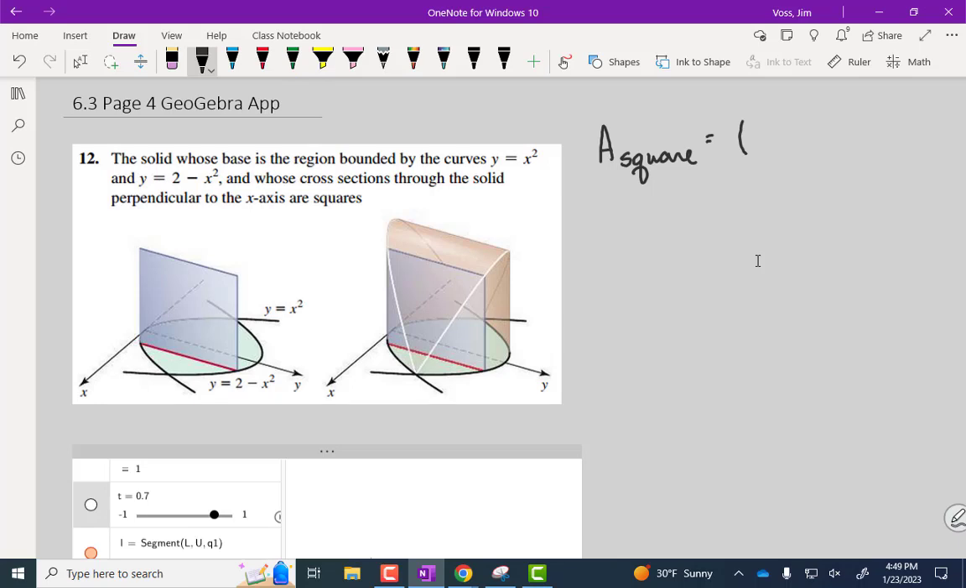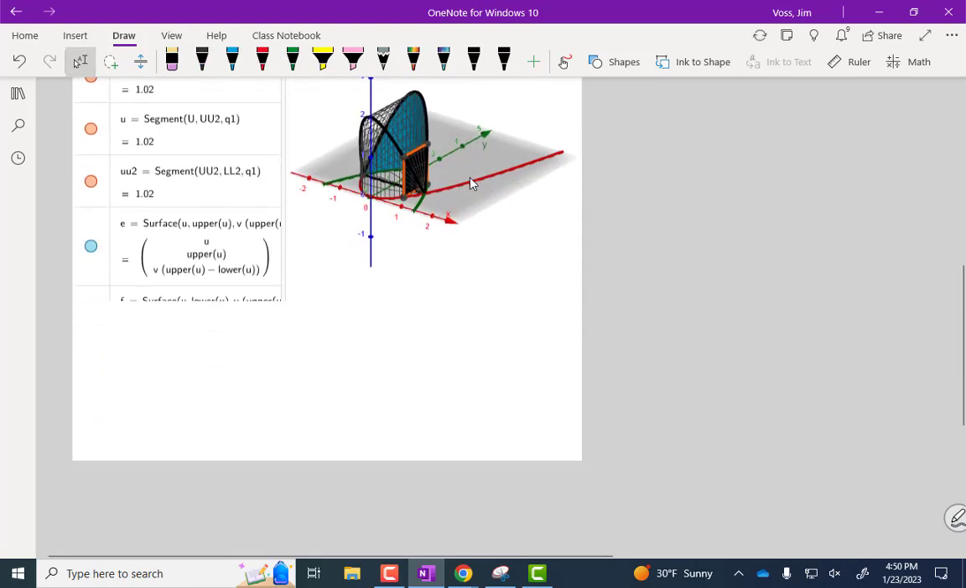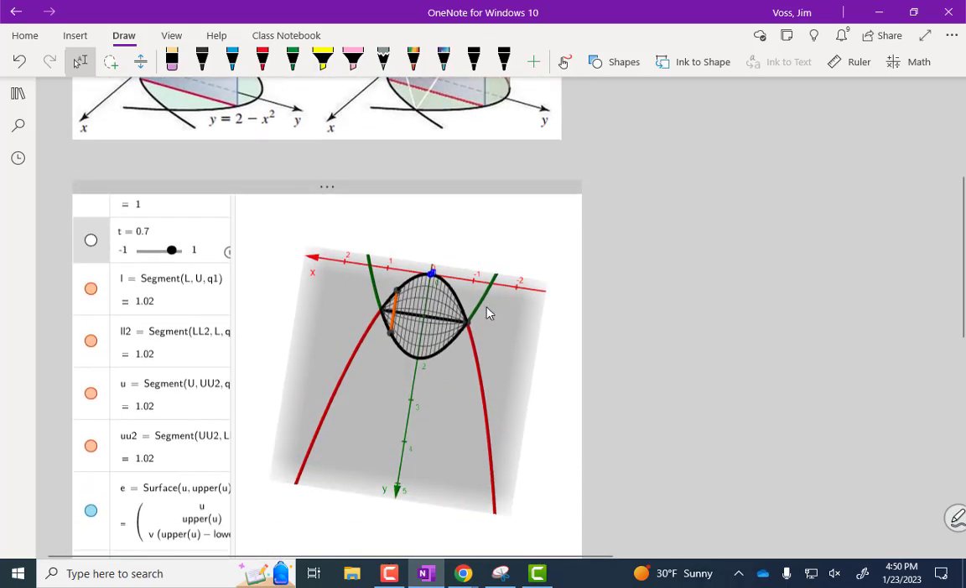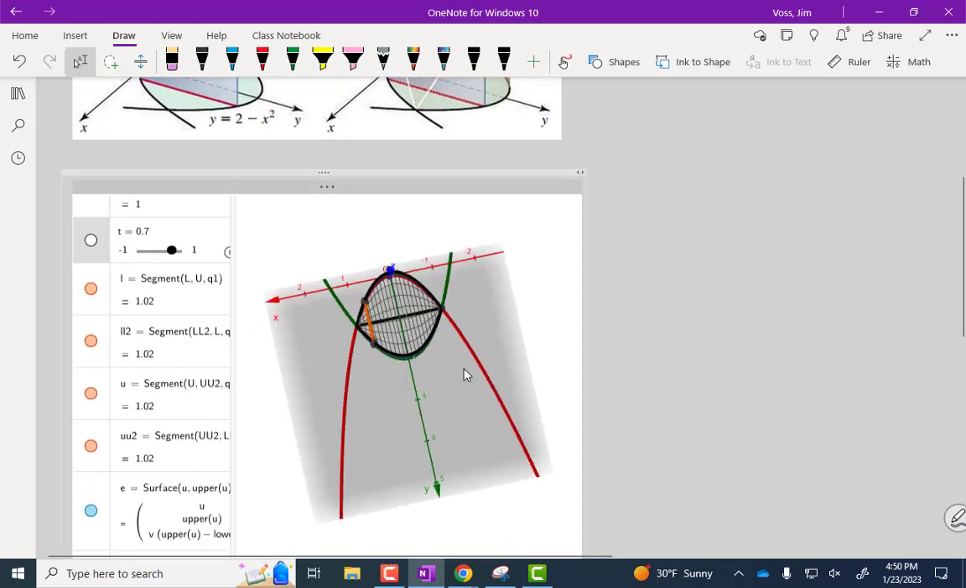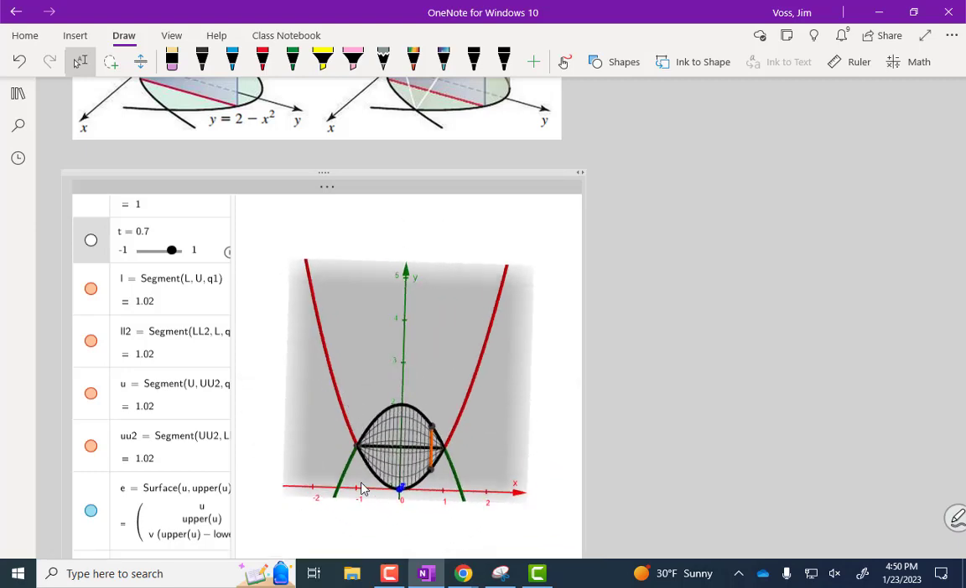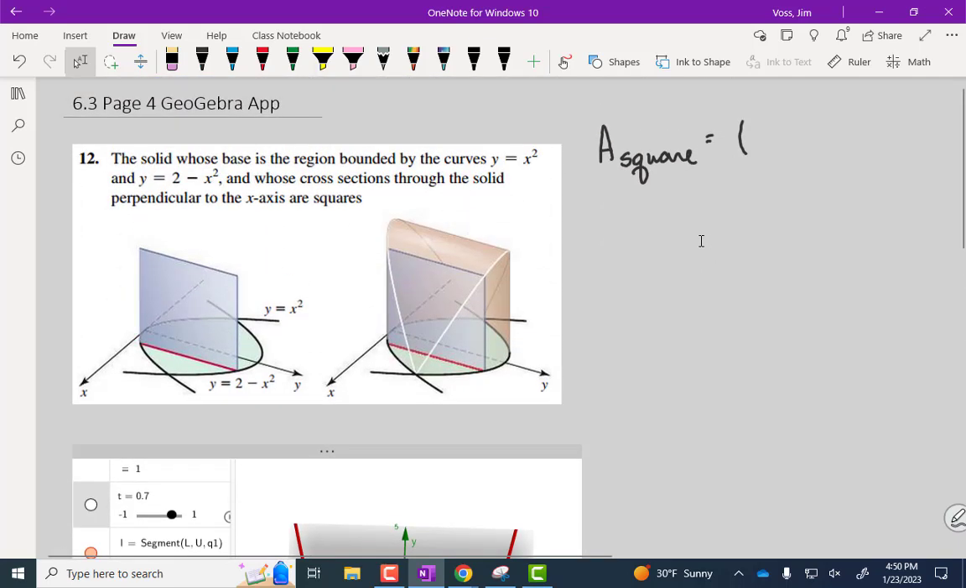X. There is an x in it. X squared. So what is the upper curve here? If we go to this thing down here and we rotate it so that we're looking, let's see, that is x. So we're looking, it should be this way though, right there. So the upper curve is this one, the parabola opening down, and the lower curve is the red one that's opening up. So it's going to be upper minus lower.